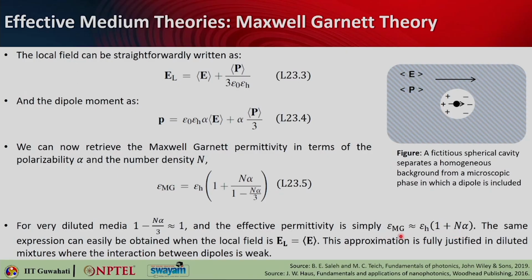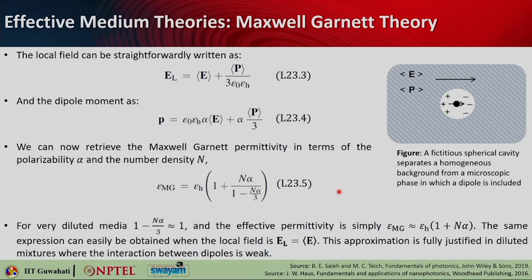This is how you can find the effective permittivity, and the same expression can be easily obtained if you take the local electric field to be only the average field. So, the contributions from the neighboring dipoles are negligible. This kind of approximation is fully justified in the case of a diluted mixture where the interactions between the dipoles are weak.